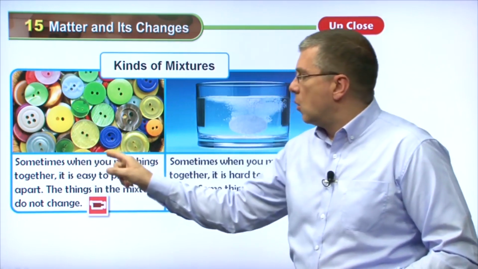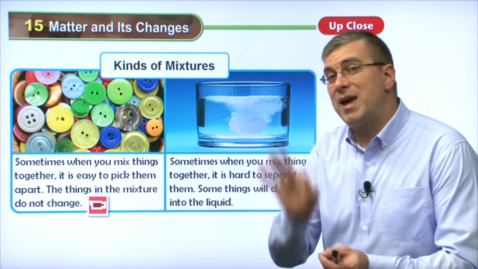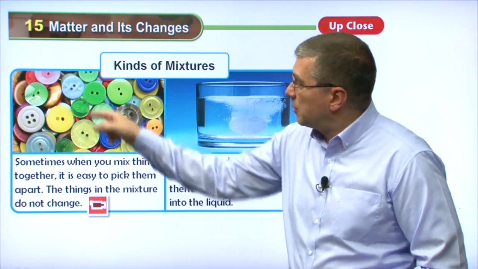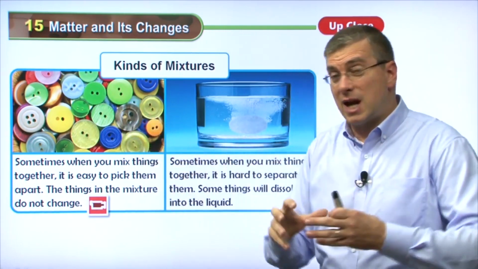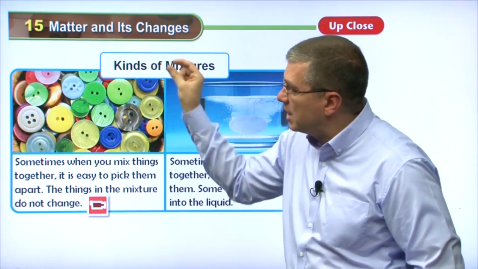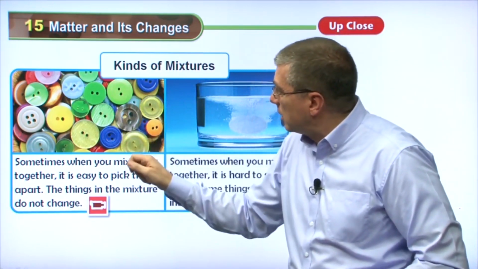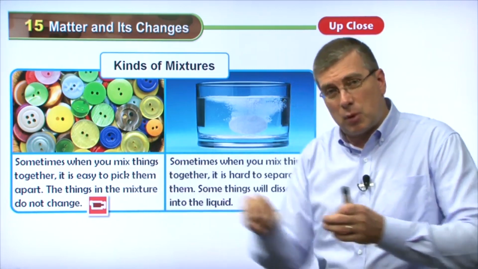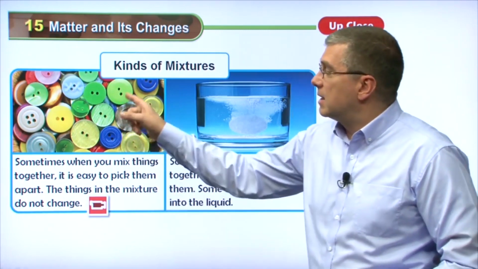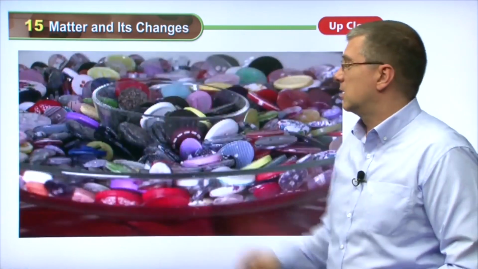Because sometimes when you mix things together, like in this case buttons, it's easy to pick them apart. The things in the mixture do not change. For example, if you have all these buttons here, you mixed them together. You have a mixture of different buttons. But you can go in there very easily and pick out the green buttons, the big buttons, the small buttons. You can pick out the buttons with two holes or the buttons with three holes. You can separate those, right? That's easy. The things don't change. If you take them apart and you separate, they're still buttons. They don't change. Let's take a look at a video of that.